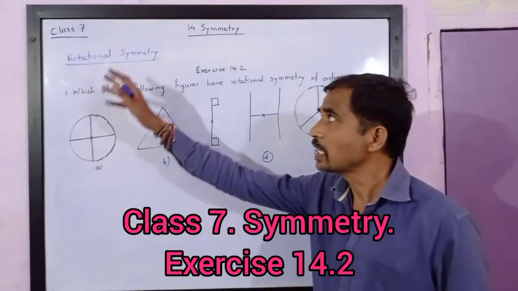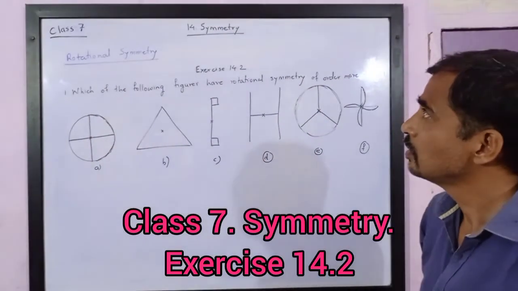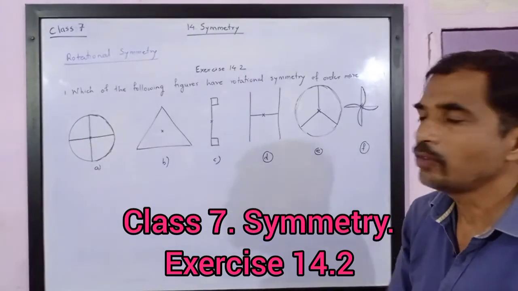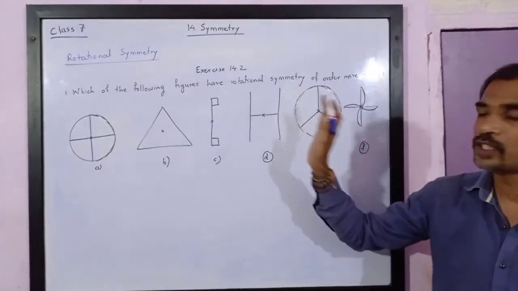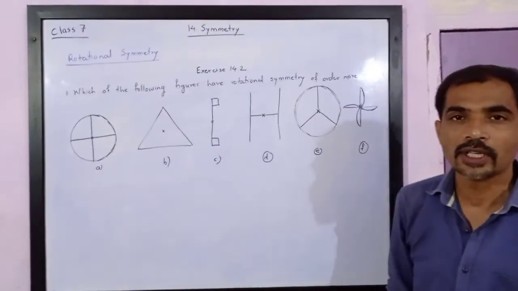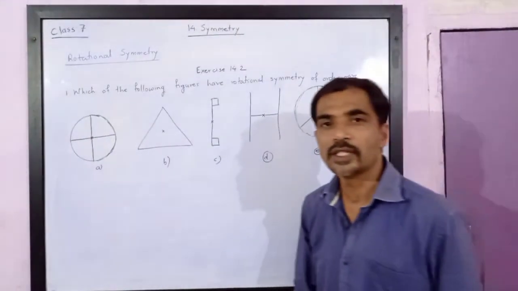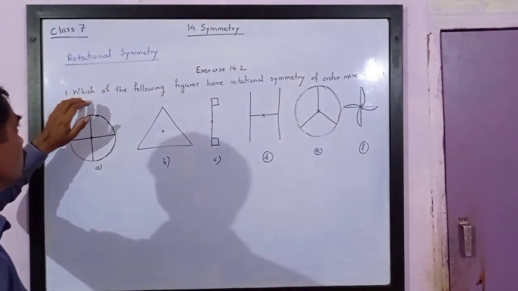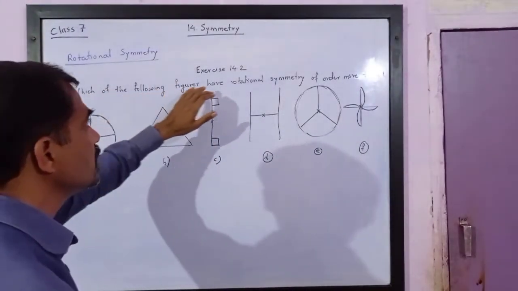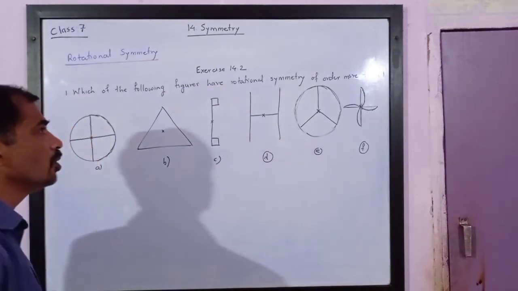Dear friends, in class 7 we are studying the 14th lesson, symmetry, and we are trying to understand rotational symmetry with certain examples. Exercise 14.2 depends upon rotational symmetry. Let us try to understand rotational symmetry with some other examples. Now we are given the question: which of the following figures have rotational symmetry of order more than 1?